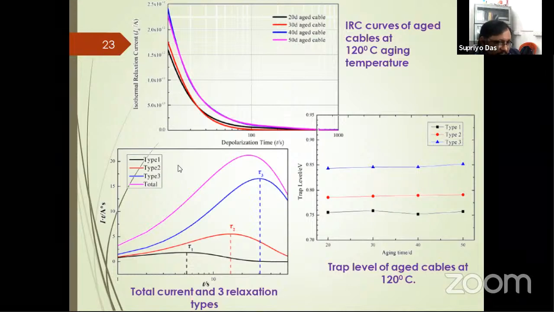And the first peak of a particular characteristic is taken as the time constant, tau 1. Now we can segregate. We can say 20 days aged was the least aged material, and 50 days aged is the most aged material. So there is a significant difference between the different aged materials. We can identify that, and from this IRC plot, we can find out the trap levels even.